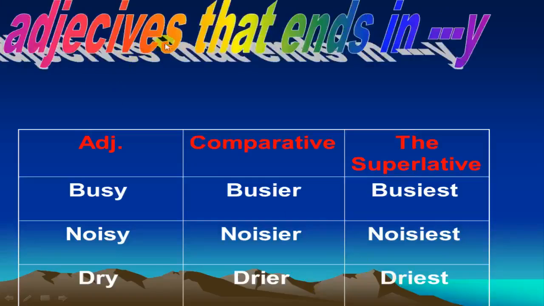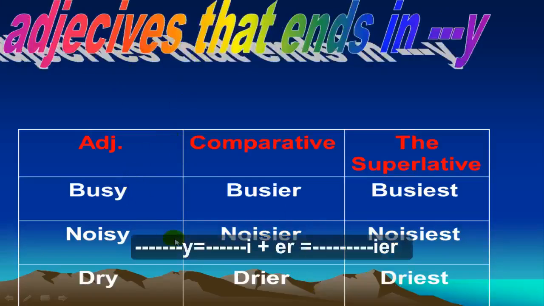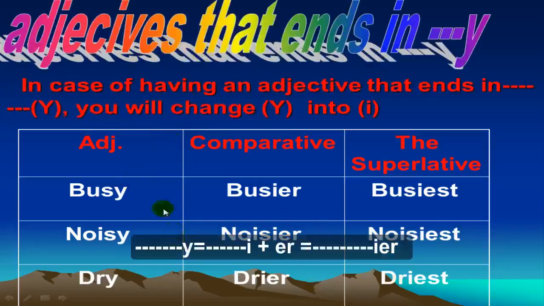These are adjectives that end in Y. So, in case of having an adjective that ends in Y, you will change Y into I. We'll change the Y into I and we'll put ER or EST.